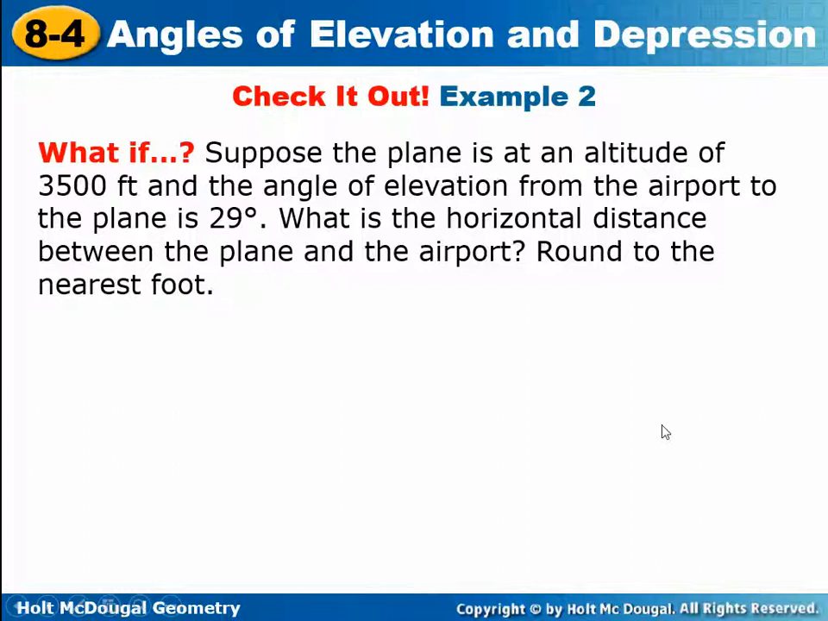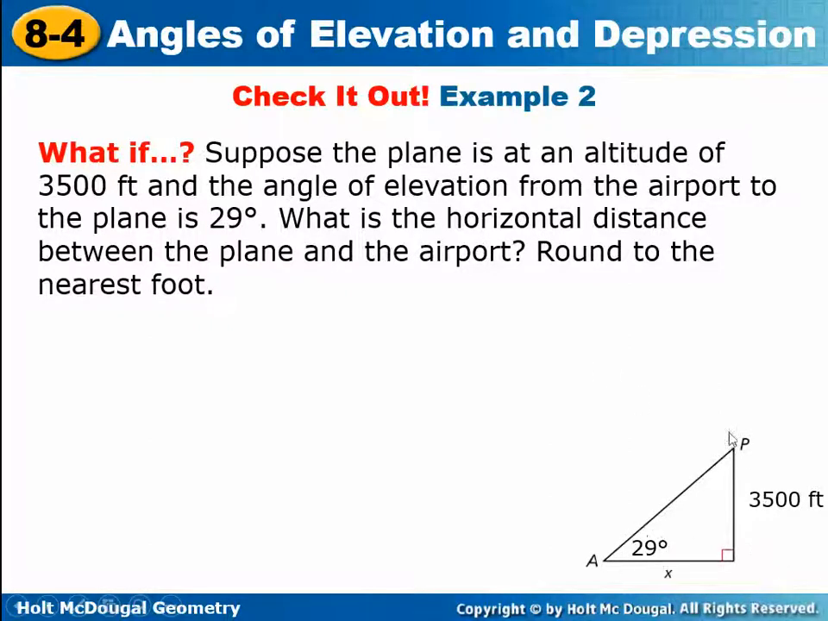All right, let's look at another problem. Let's suppose that there's a plane at an altitude of 3,500 feet, and the angle of elevation from the airport to the plane is 29 degrees. What is the horizontal distance between the plane and the airport? Now, if you have a problem that does not have a picture, you're going to want to draw a picture. All right, so let's see what we've got going on here.